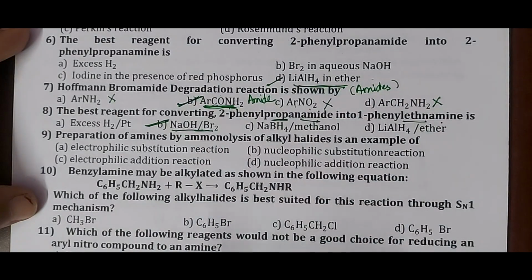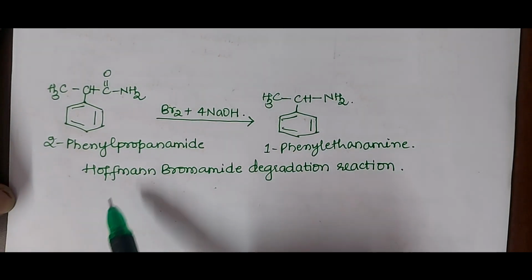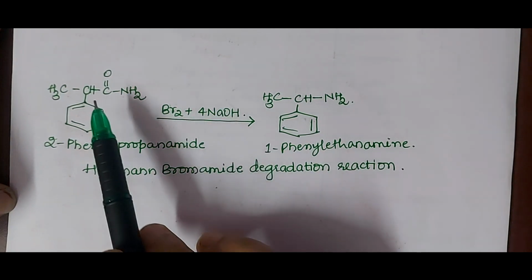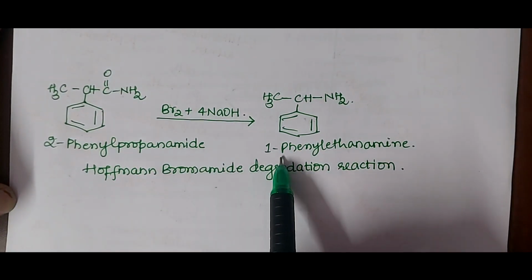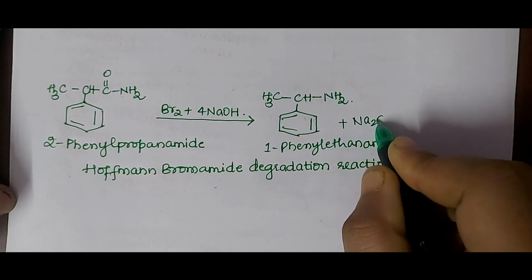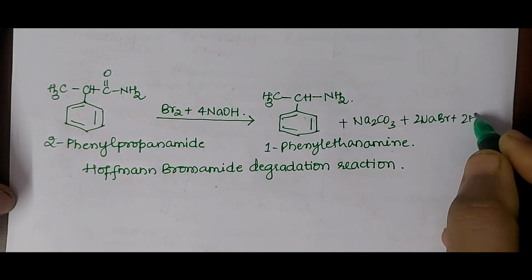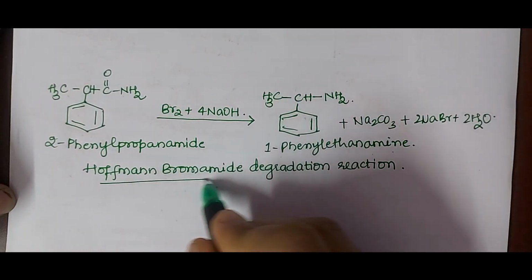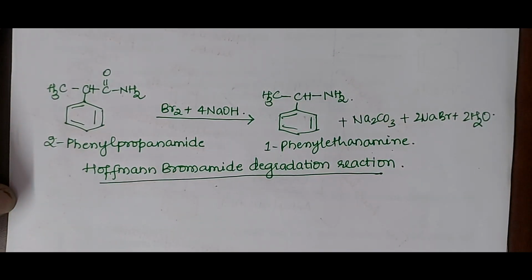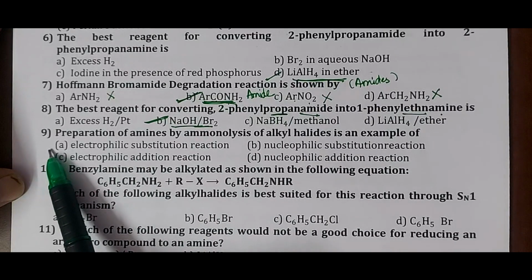We'll try to write the reaction and see what would be the possible reaction here. When we consider 2-phenyl propanamide, when it is made to react with a mixture of bromine and NaOH, the amide group CO is lost. It gets converted to 1-phenyl ethanamine and the byproducts obtained here will be Na2CO3 plus 2NaBr plus 2H2O, and this itself we call the Hoffman bromamide reaction. So the correct answer for the question would be option B, NaOH and Br2. Next we'll go with question number 9.